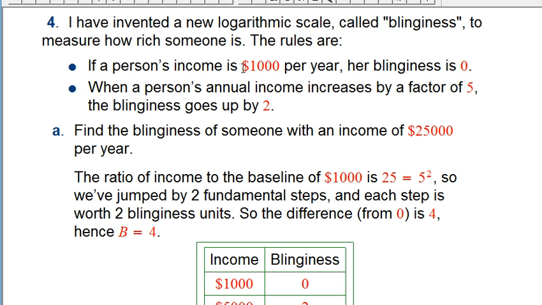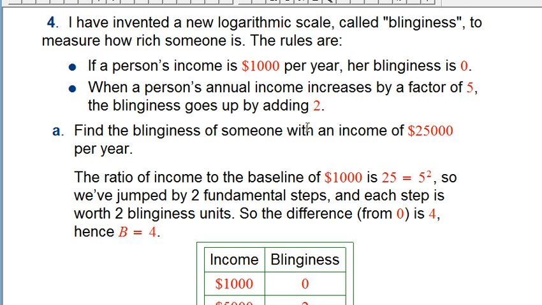And the rules are if a person's income is $1,000 per year, her blinginess is 0. So that's going to be our baseline value, which you usually see some sort of artificially set comparison or reference value that you set to 0 in a logarithmic scale. And what makes it logarithmic is that when a person's annual income increases by a factor of 5, or when you compare two people and one is bigger by a factor of 5, a ratio of 5, then the blinginess goes up by 2. In other words, it's adding 2. So adding 2. Let's make that more clear.